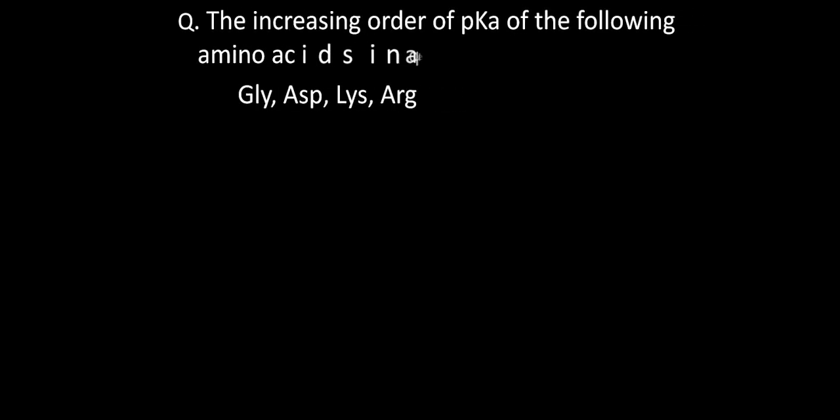The increasing order of the pKa of the following amino acids in aqueous solution is, and the 4 amino acids which are given are glycine, aspartic acid, lysine and arginine. Now, what we must understand is, what do we mean by pKa? We have discussed in our previous video what we mean by pH and pKa. For those who don't know what pKa is, please watch the previous video on relative strength of acids and bases, the pH and pKa concept, so that you become clear about pKa and solving such questions becomes easy.